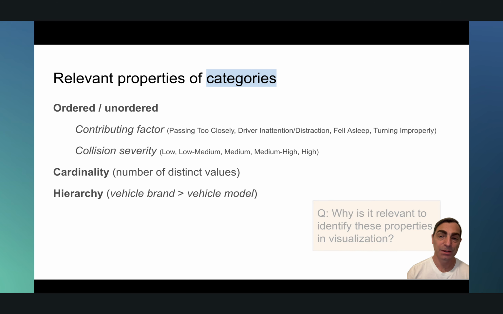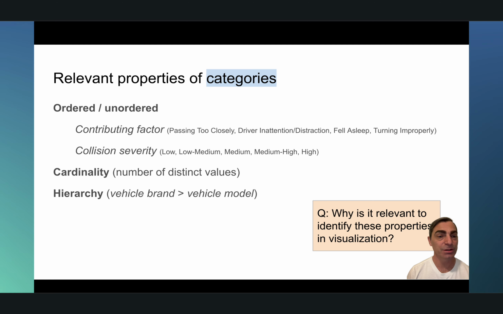So there are many categorical attributes out there that can be organized in hierarchies of 2 or more levels. So now you may want to ask yourself, why is it relevant to identify these properties in visualization? Well, later on we will see that one of the reasons why this is important is because different properties lead to preferring different visual representations.